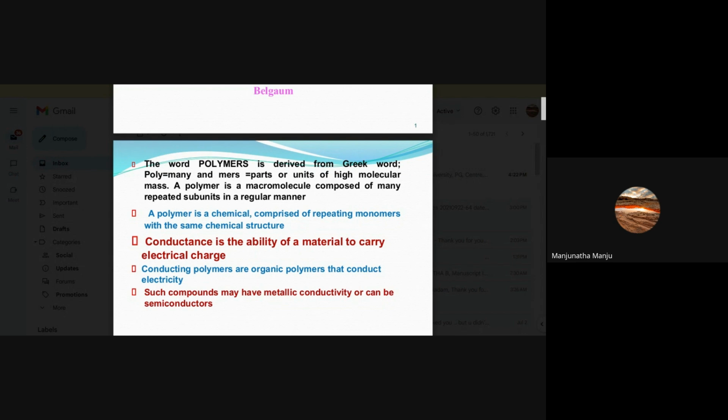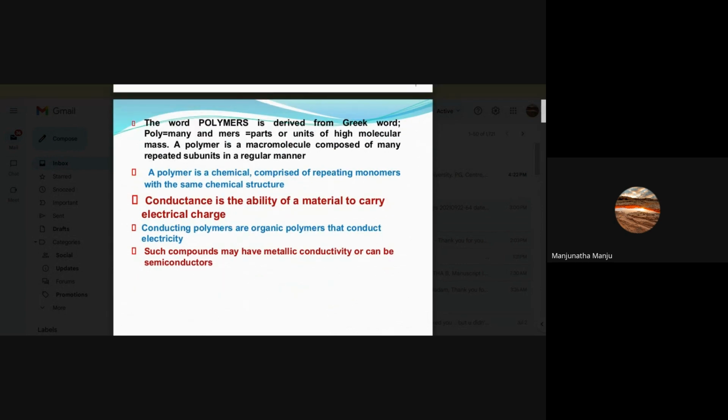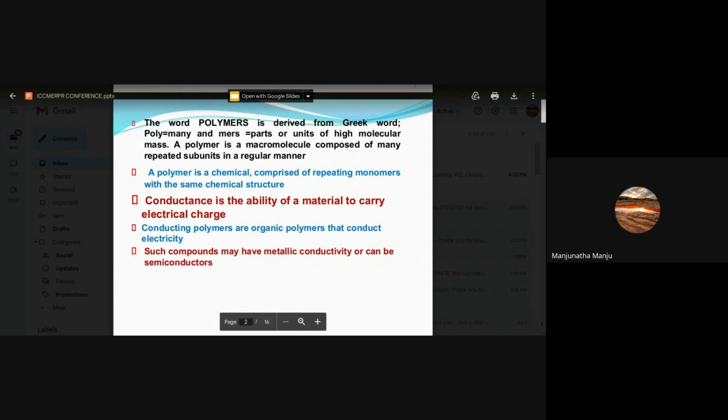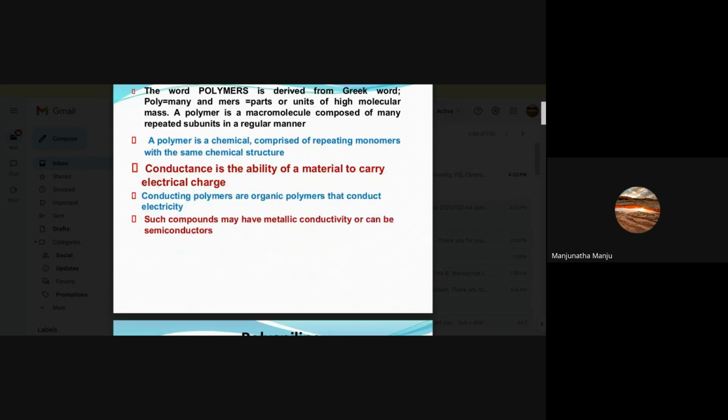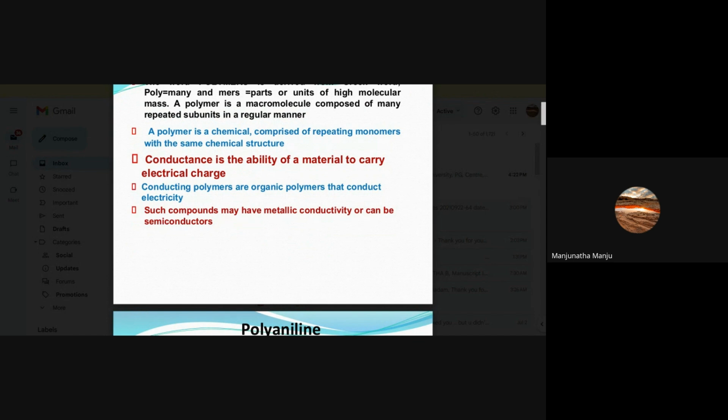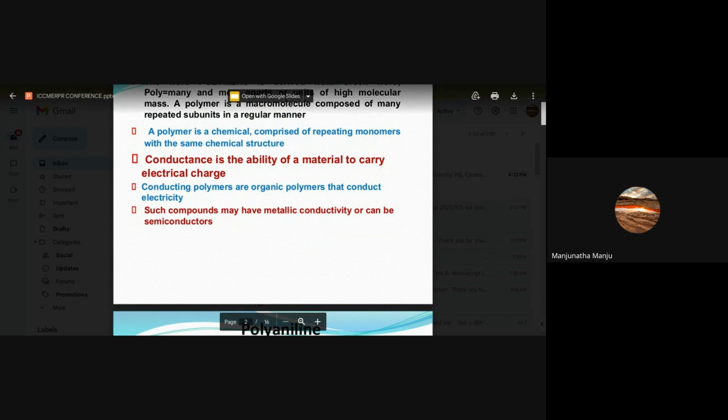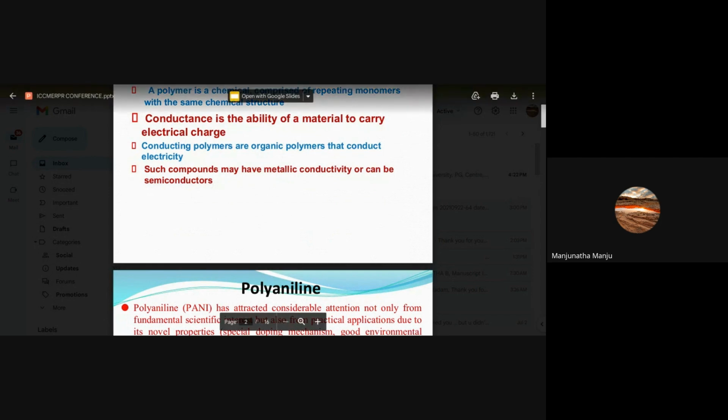So I will just highlight a few points in this international conference. A polymer is a chemical compound comprised of repeating monomers with the same chemical structure. The next point is that conductance is the ability of a material to carry electrical charge. The fourth point is that conducting polymers are organic polymers that conduct electricity. Such compounds may have metallic conductivity or can be semiconductors.